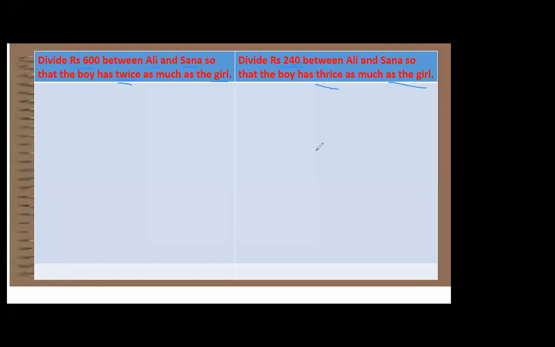Yes, there is thrice. Thrice means three, so the ratio is 3 ratio 1. Excellent, everybody. Very, very good. So, here we can start the data. First, we can write the total amount, ratios 2 ratio 1, then the sum of ratios 2 plus 1.